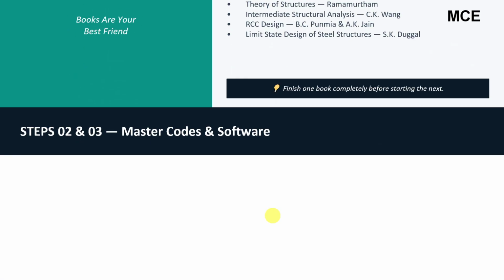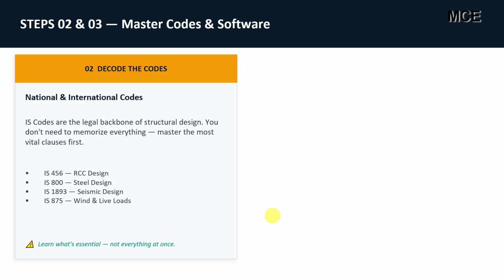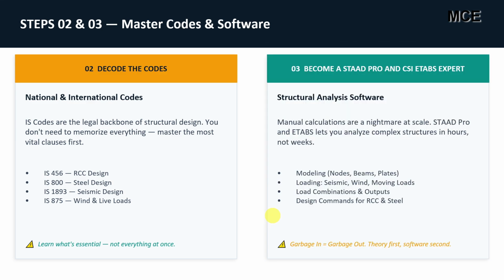After that, you have to master the codes and the software, not only the national but the international codes, because these codes are the backbone of structural design. Some of the IS codes which I recommend you to learn are IS 456, IS 800, IS 1893 and IS 875. Also, you have to learn structural analysis software.